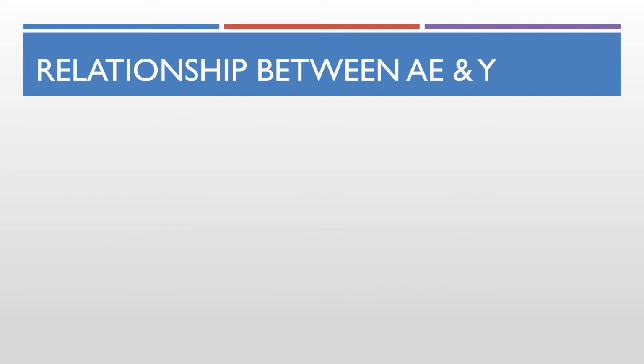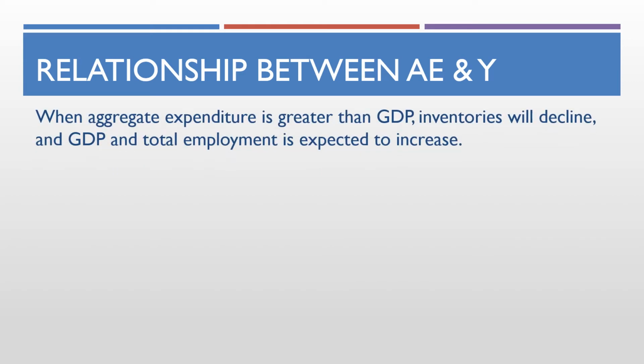Now let's take a look at this relationship between AE and AY so that we can get an idea of our model logic. Here we would like to make cases and see how firms and businesses react to any mismatch of the aggregate expenditure and aggregate output. So for instance, let's say we have an aggregate expenditure in the economy that is greater than the GDP. In a simple case, I can give you a very simple example.